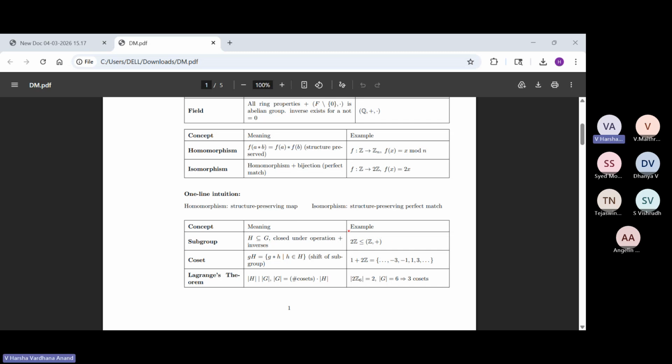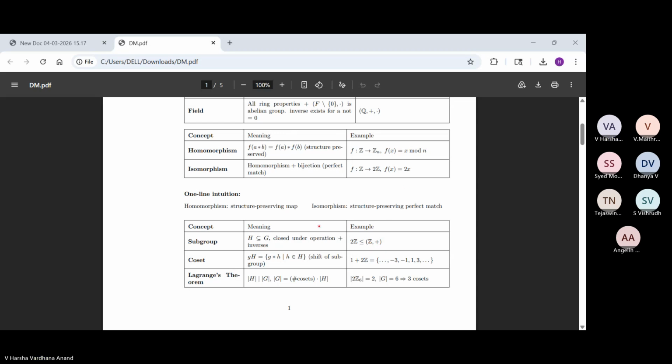The example here is the group Z comma plus, that is all integers, and the operation is addition. The subgroup here is 2Z, that is the set of all even numbers. It follows the properties of being a subgroup of all integers. It follows its own set of group properties, that's addition, commutativity, closure, every property, and it follows the same plus. So 2Z would be a subset of Z.